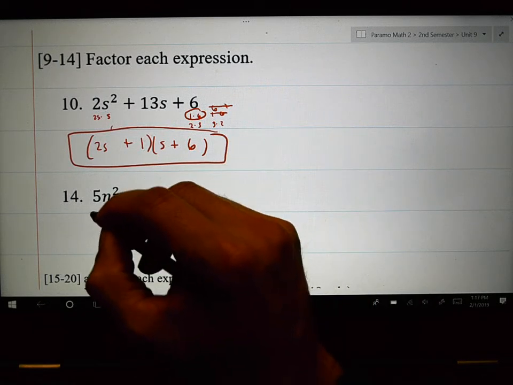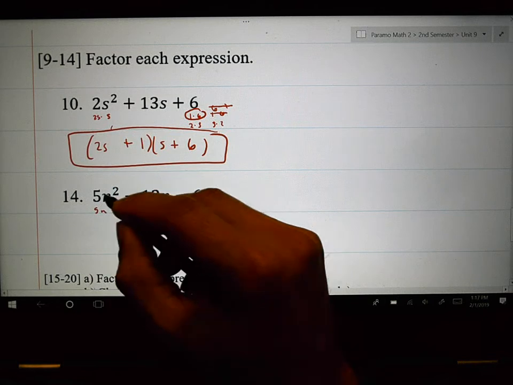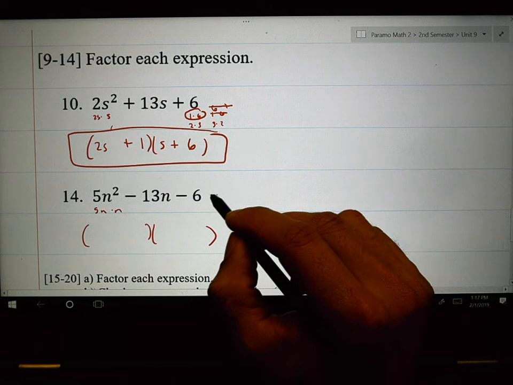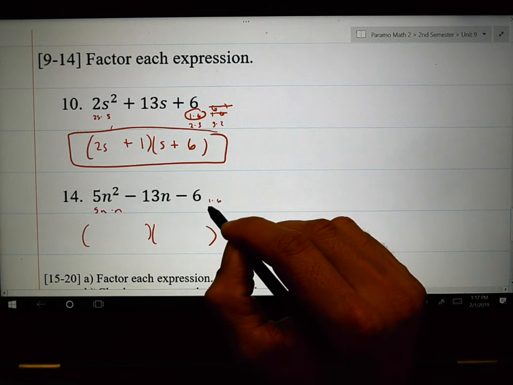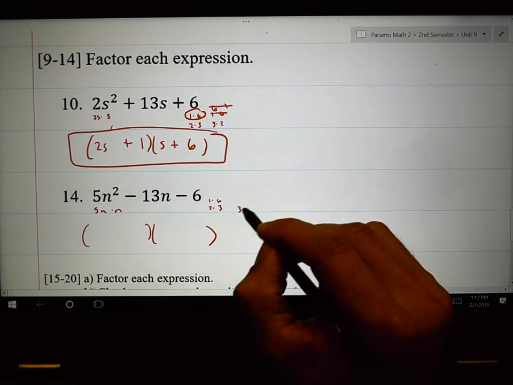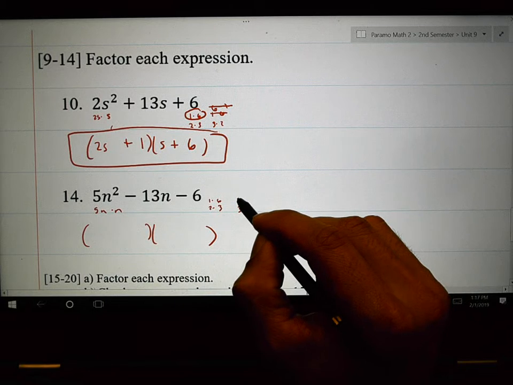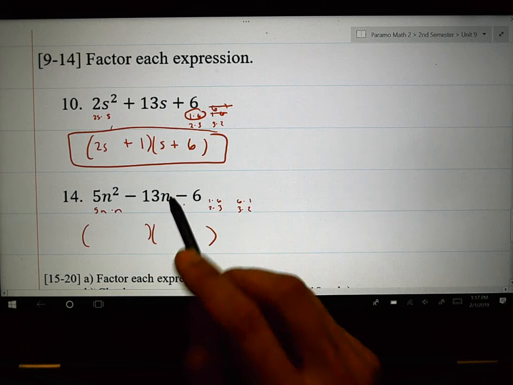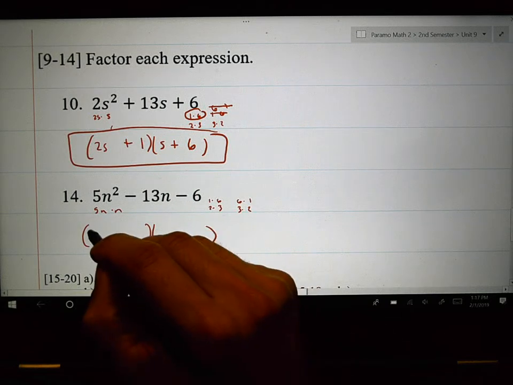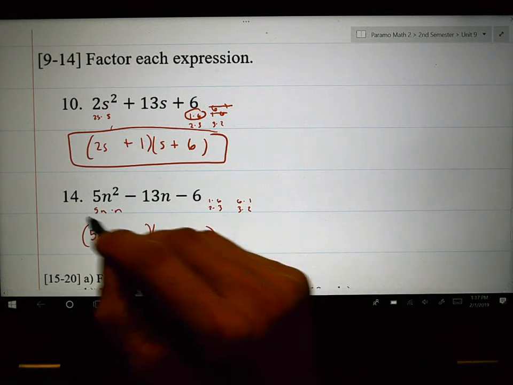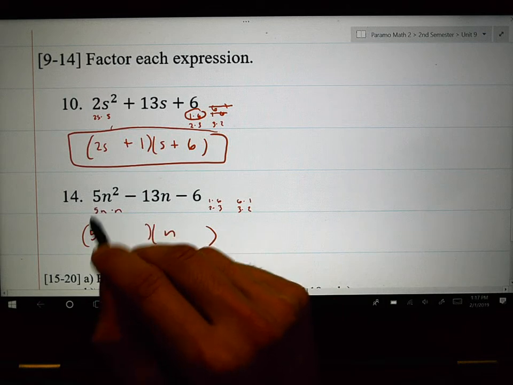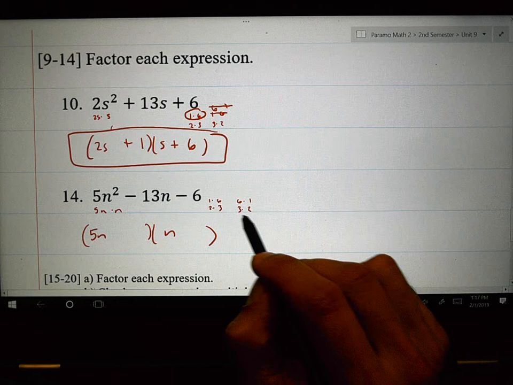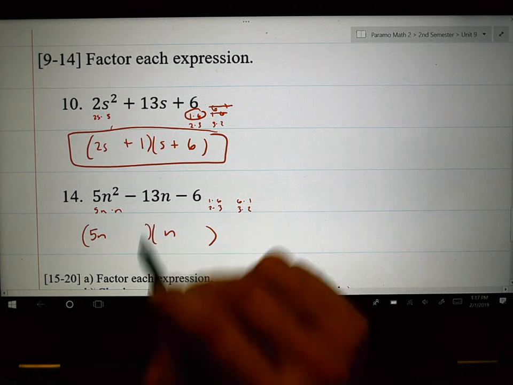Let's do another one. 5n times n. That's the only way to get that one. We're starting off with these nice primes at the beginning for you on purpose. 1 times 6, 2 times 3, 3 times 2, 6 times 1. Negative and a negative, so I'm going to have to deal with some negatives here. I'm going to put the 5n times n here at the beginning of both. The first times the first always is that one. The last times the last should equal that one. And we need to figure out the O and the I that's going to make a 13.